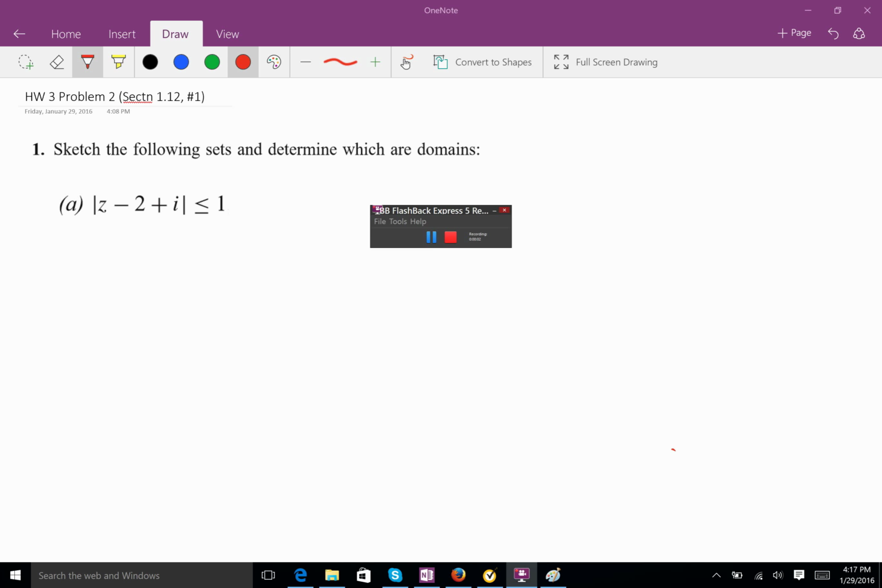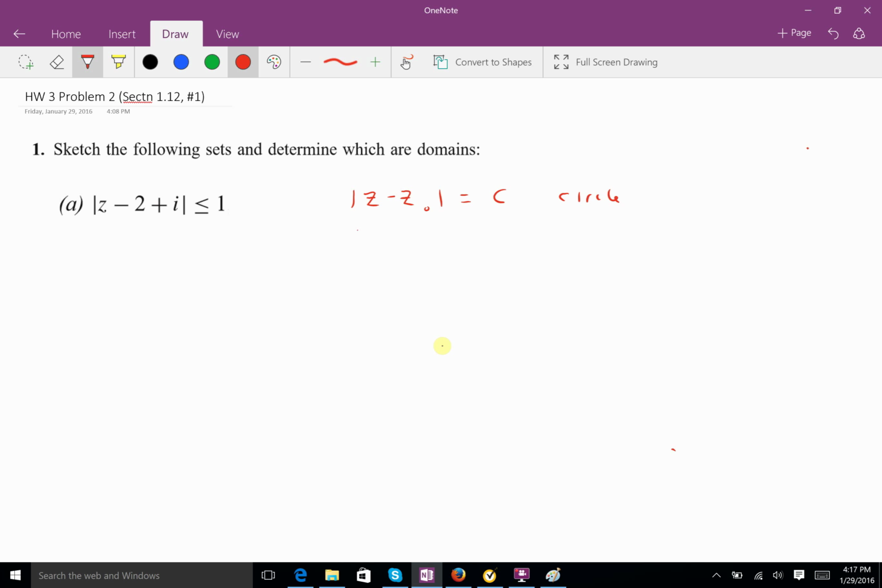Okay, now we want to take a look at the second problem, which is basically sketching sets of points. We notice that this first set of points is going to be related to a circle because it has the following form. It has the form |z - z₀|, and there's a constant on this side. Okay? And if there is an equal sign, this is just the circle.